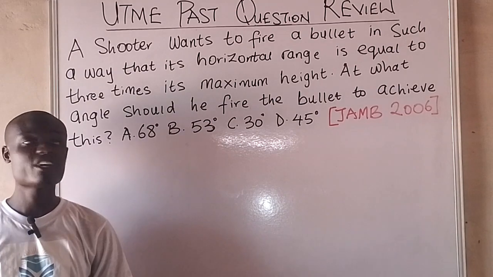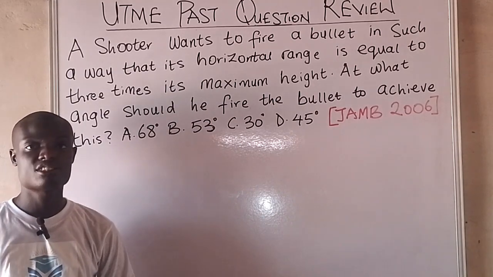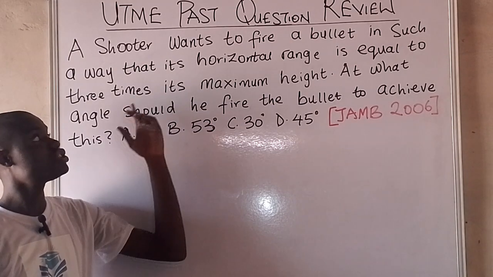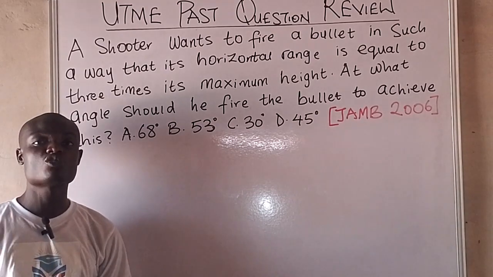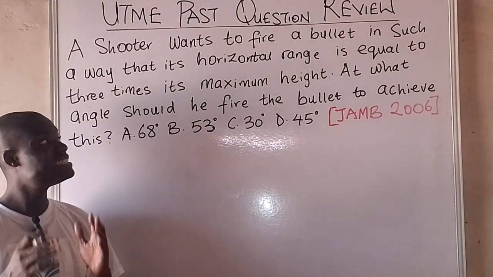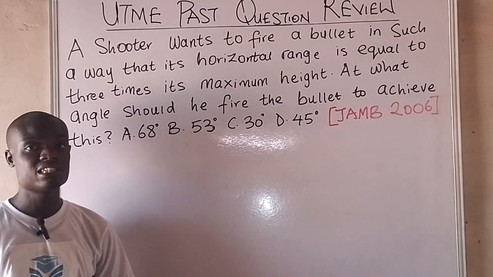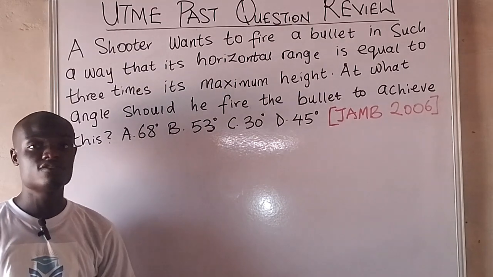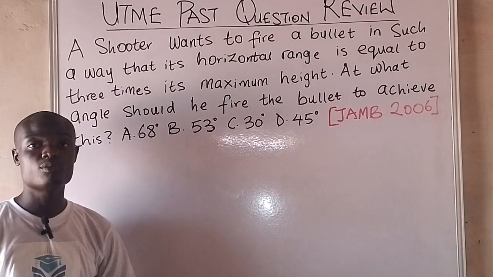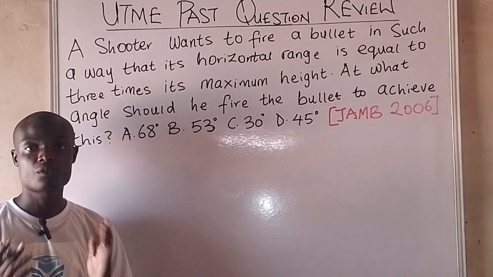On the board we have a JAMB 2006 question which reads, a shooter wants to fire a bullet in such a way that each horizontal range is equal to 3 times its maximum height. The question says, at what angle should he fire the bullet to achieve this? And we have 4 options on the board for this particular question.